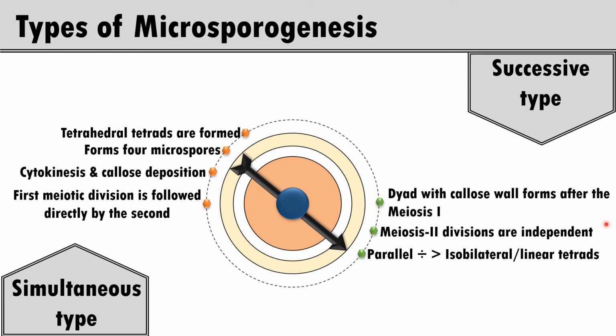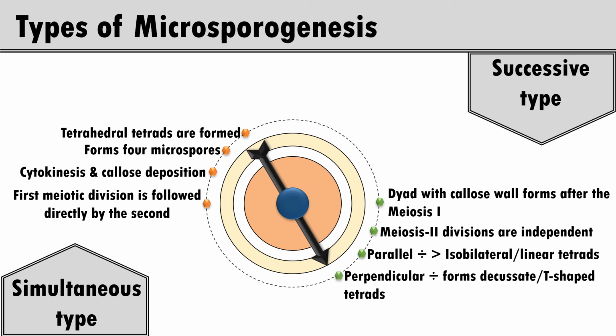Then if the spindle formations are parallel to each other, there are many possibilities of types of tetrads. If the divisions between the spindles are parallel, it will result in either isobilateral or linear tetrads. If it is perpendicular, it will result in the formation of decussate or T-shaped tetrads.